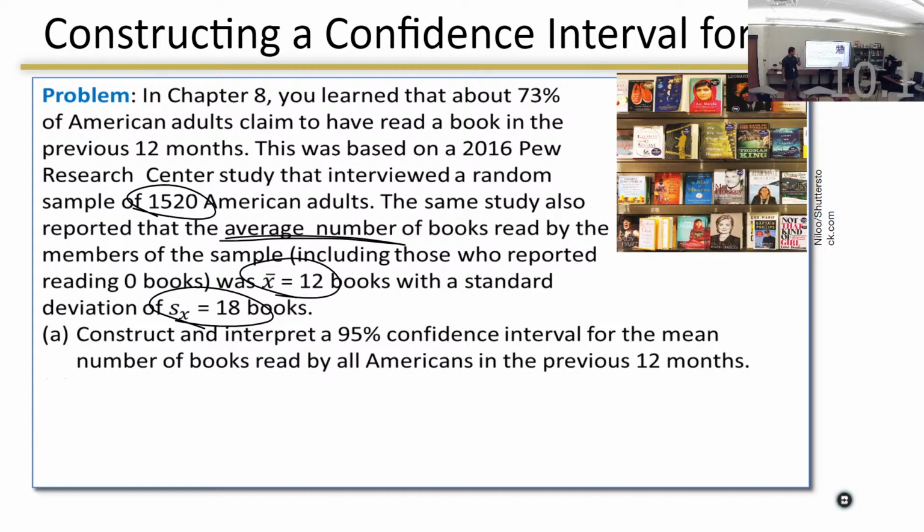We got a random sample of 1520 adults. 1520 is less than 10% of all adults. 1520 is a whole lot bigger than 30. We're good with my conditions. We're going to do a one samp mean T int.